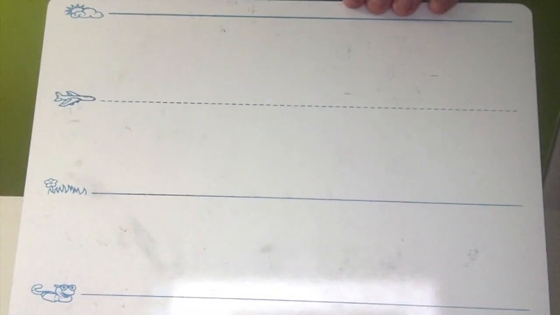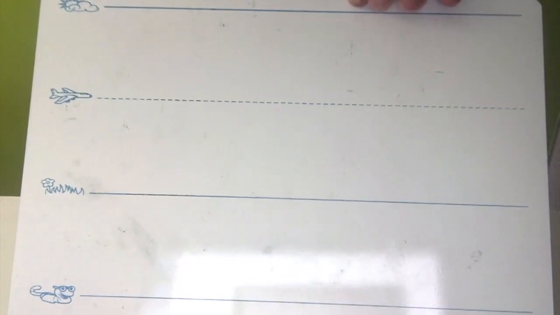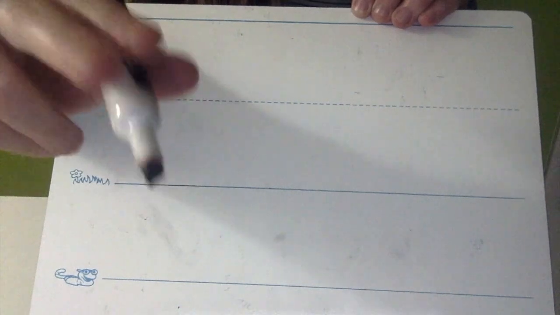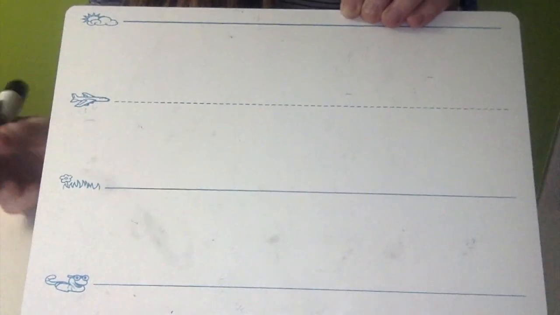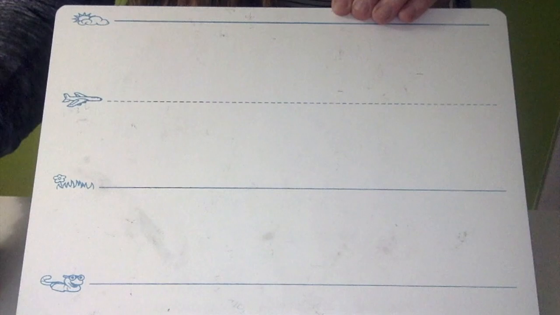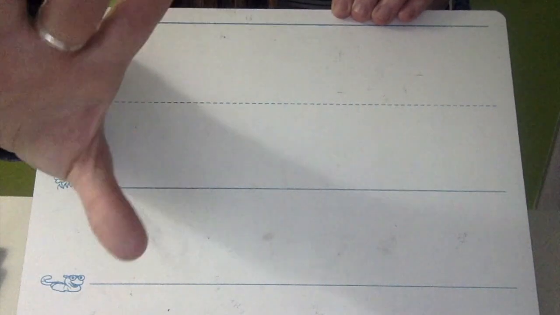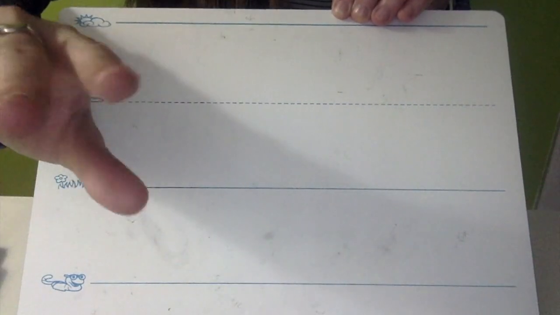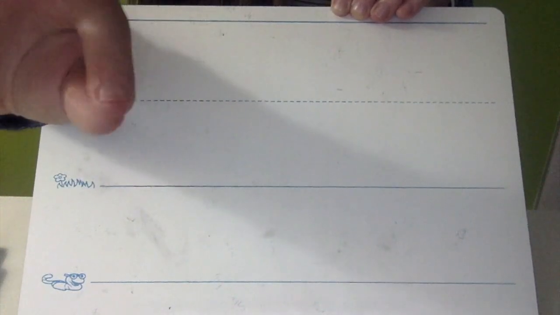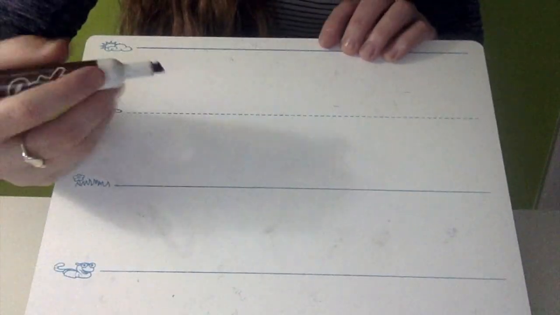Make sure that your chair is pulled all the way in, just like a good writer does. Make sure that your pencil or marker is between your duck pinching fingers. Awesome. Now we're ready to start. D-O-G. Dog. The first sound I hear in the word dog is D.